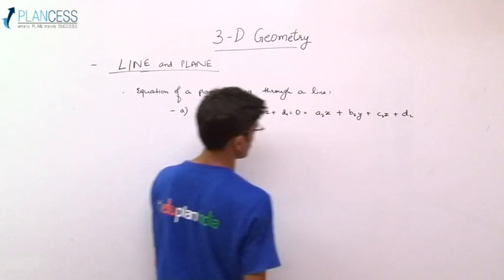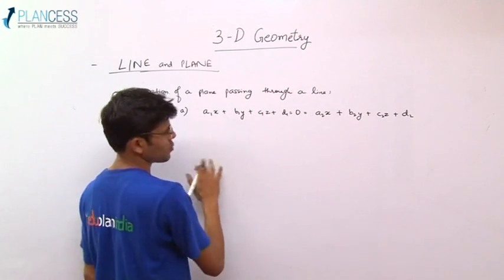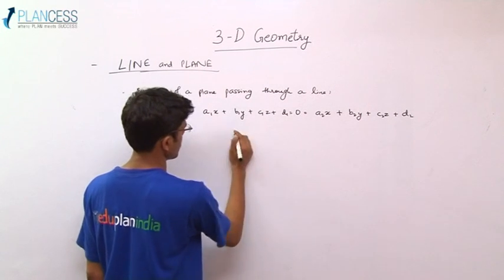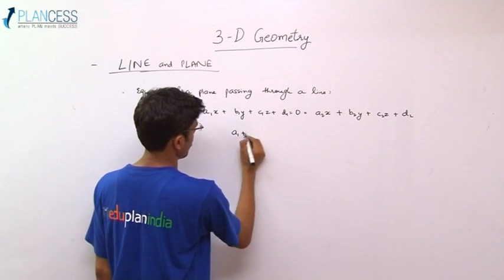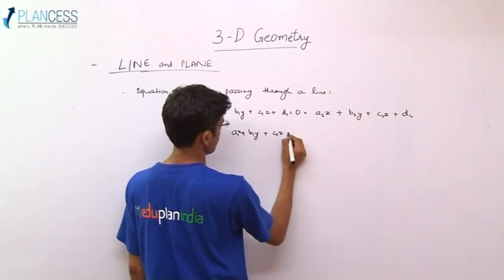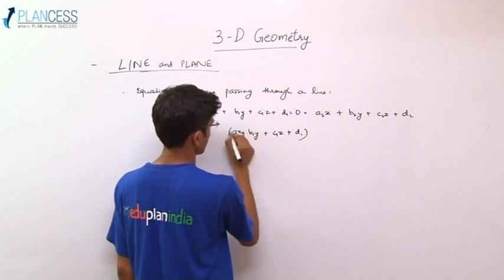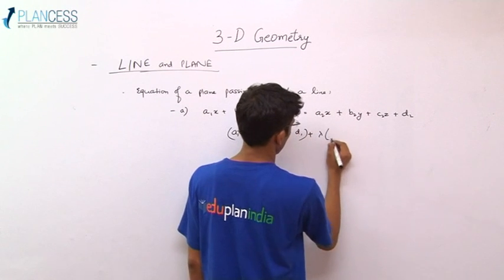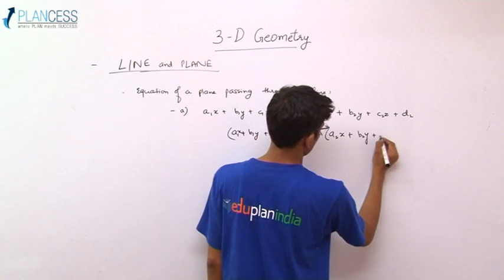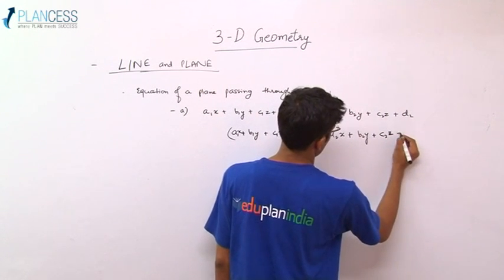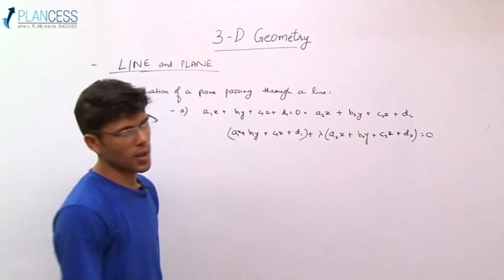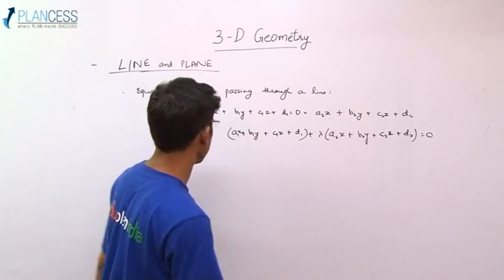Say the line is given in this representation, then the plane which is passing through the line of intersection of these planes is, using the family of planes, u plus lambda v is equal to 0. So this is the plane which is passing through the line of intersection of these planes.